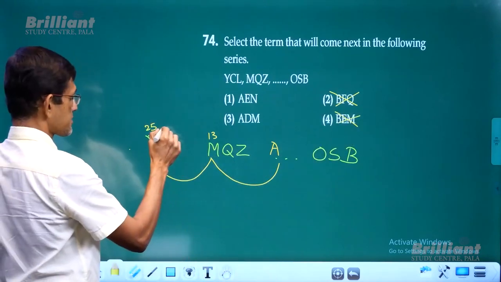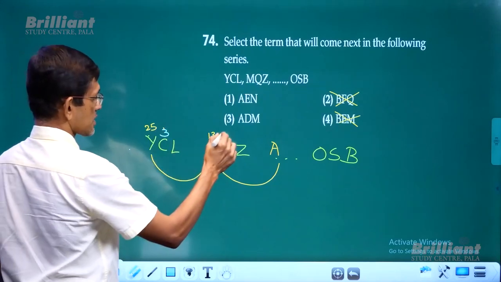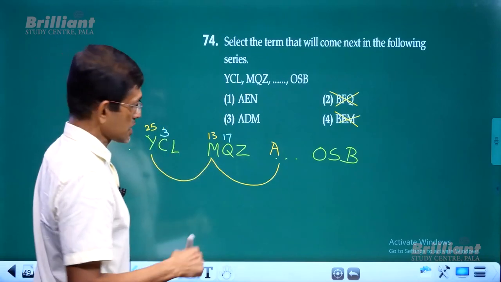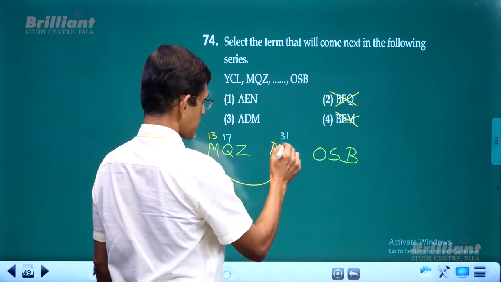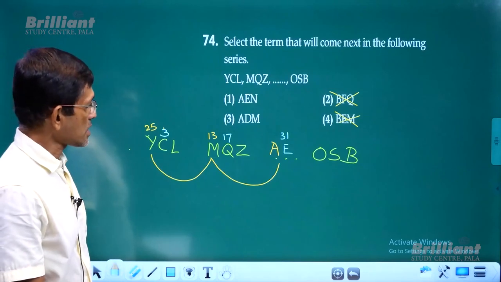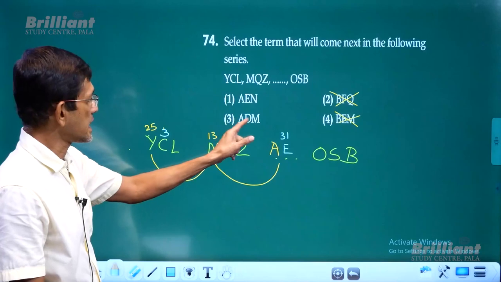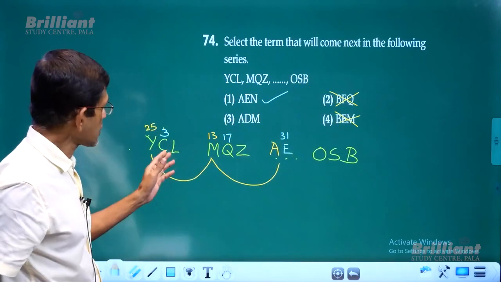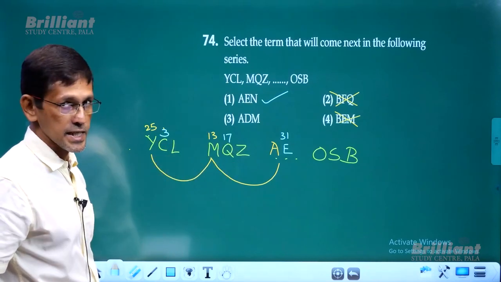C is 3, and this one is 17, so 3 plus 14 is 17. 17 plus 14 is 31. That letter is E. If 31 is E, so AE. We have two answer choices, AEN and ADM. So AEN is the answer. That means we don't need to check the third letter. Without checking it, you have the answer, AEN.